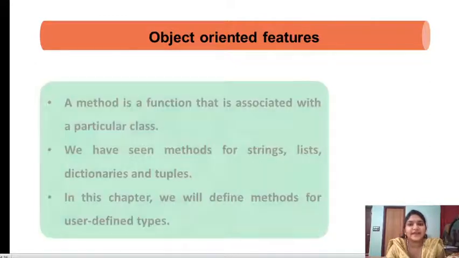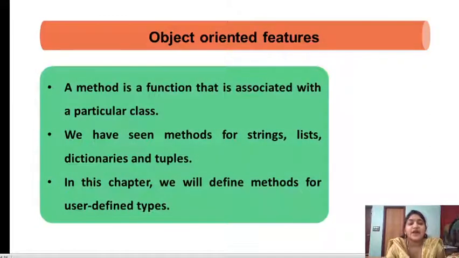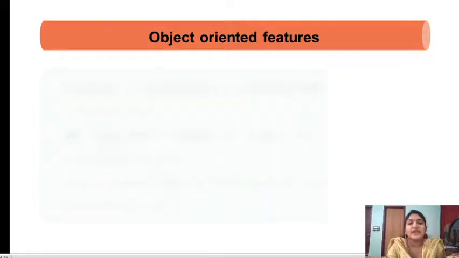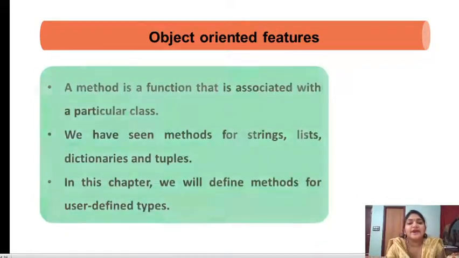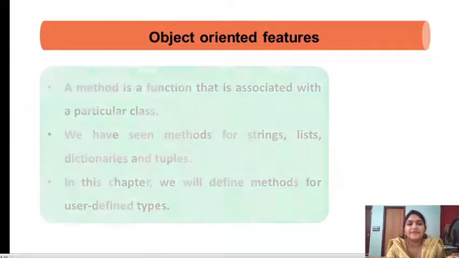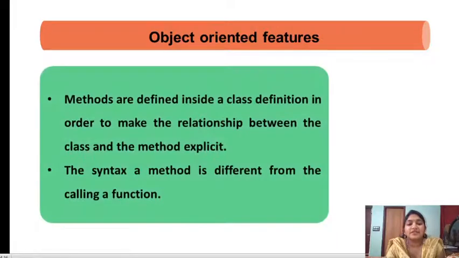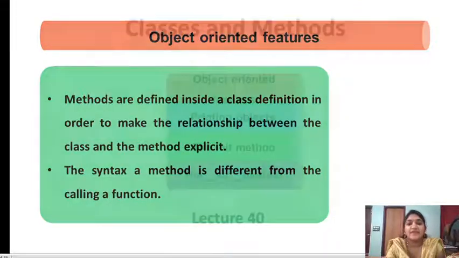So you can call Python an object-oriented programming language. A method is a function that is associated with a particular class. We have seen methods for strings, lists, dictionaries, and tuples. In this chapter, we will define methods for user-defined types. Methods are defined inside a class definition in order to make the relationship between the class and the method explicit. The syntax for calling a method is different from the syntax for calling a function.